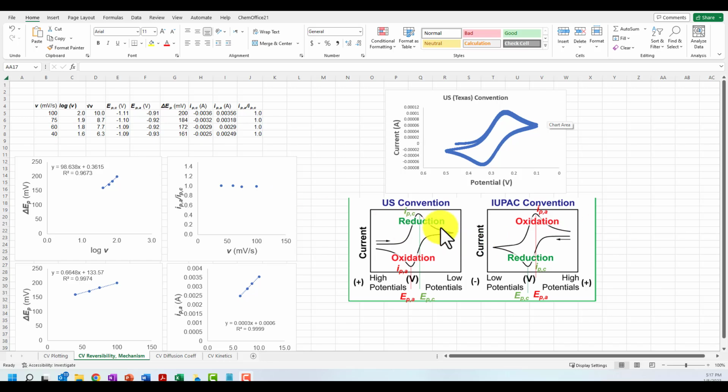I have multiple waves, then I would write an IPC for each one of those waves. But for a single wave, then we define the IPC as the peak current in the cathodic direction right here. So that's the maximum, that's the inflection point here.